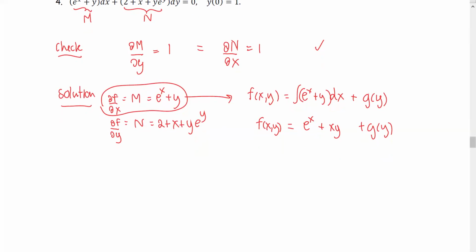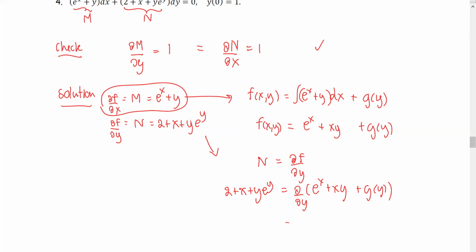And then use N by equating N with the partial derivative, with respect to y, of the solution that we just got. N is (2 plus x plus y) times e to the y. The partial derivative of e to the x plus xy plus g of y with respect to y will give us: the first term will be 0, the second term will be x, the last term will be g prime of y, equals the expression of N, which is (2 plus x plus y) times e to the y.